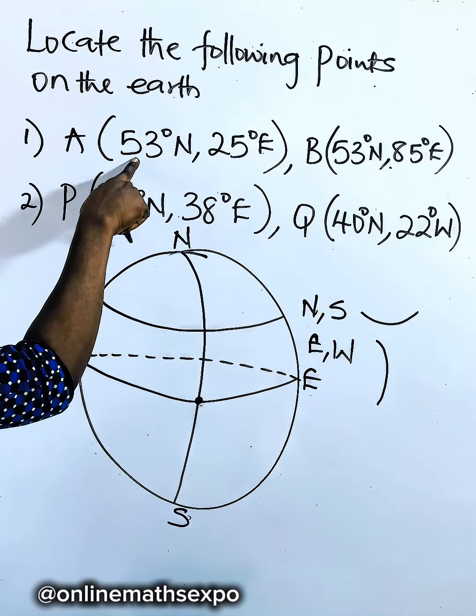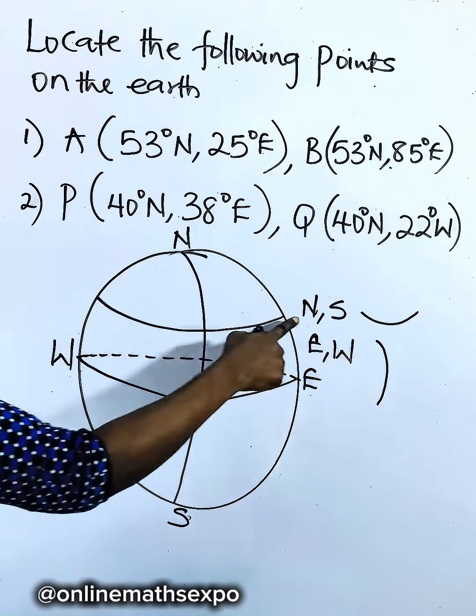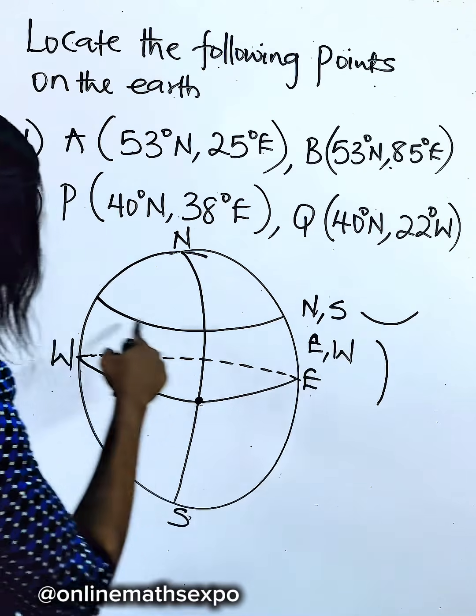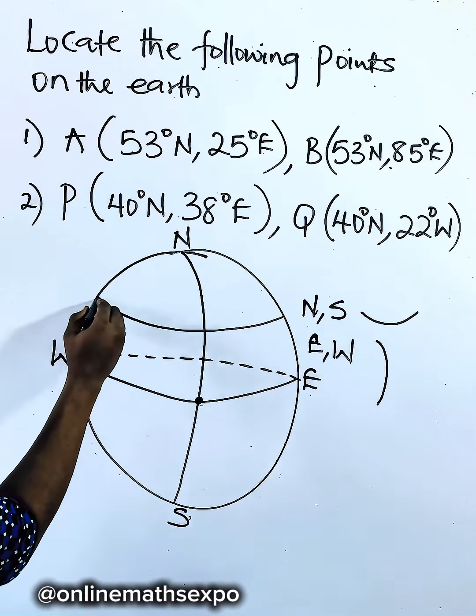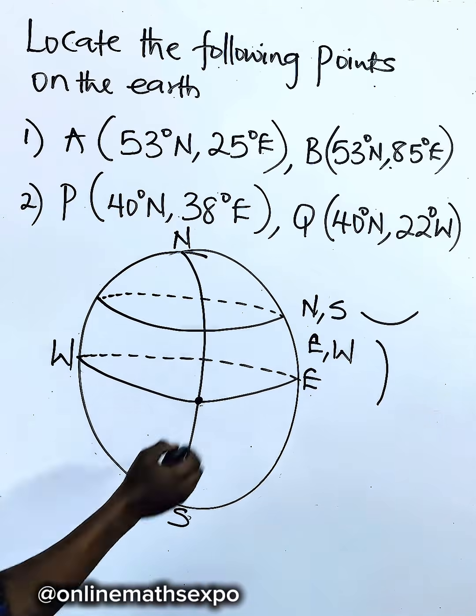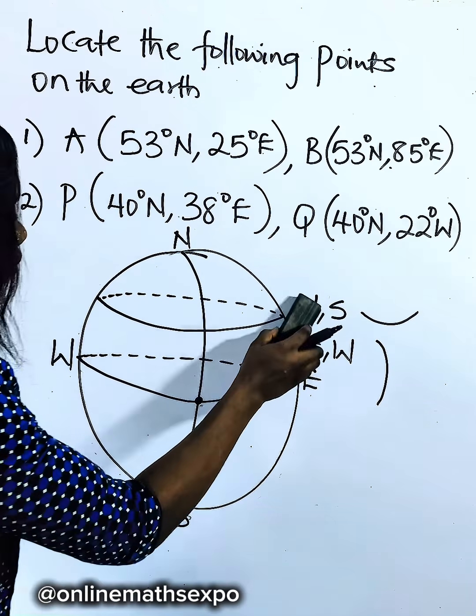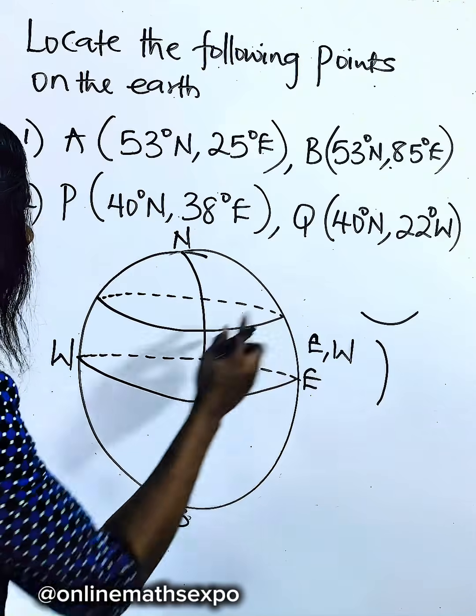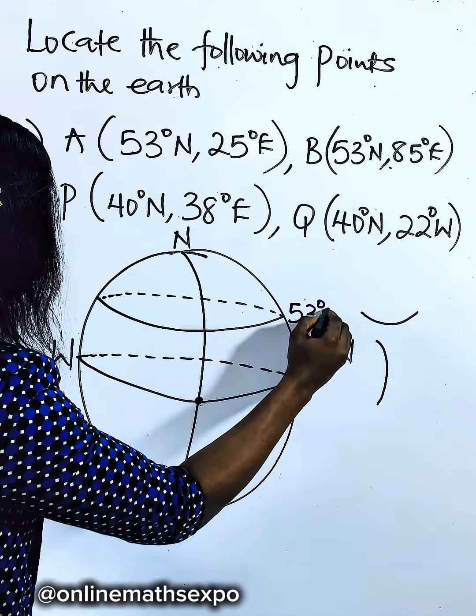So if I want to show 53 degrees north, north is latitude. So I'm going to use this. You see why I'm using it? So I'm going to have 53 degrees north. Please try and label. It's very important. So here is 53 degrees north.